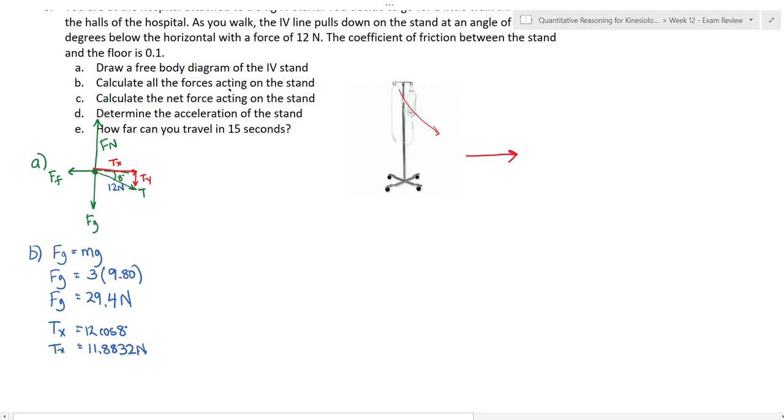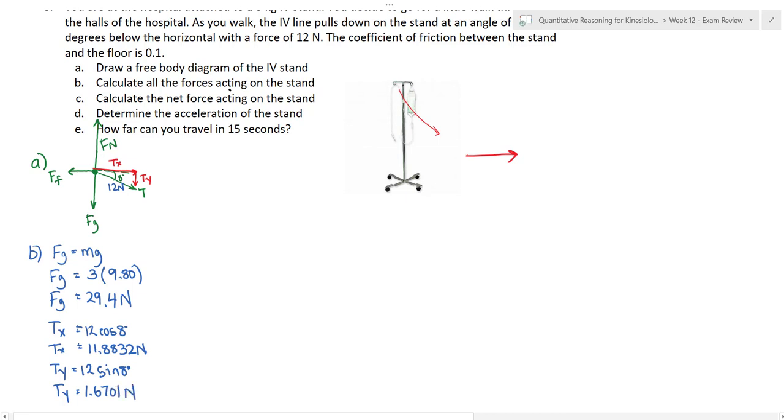Then I have my Ty. My Ty is opposite of the 8 degrees, so it's going to look similar, but it's going to be sine instead. 12 sine of 8 degrees. I type that on my calculator, 12 sine of 8 degrees, and I get 1.6701.